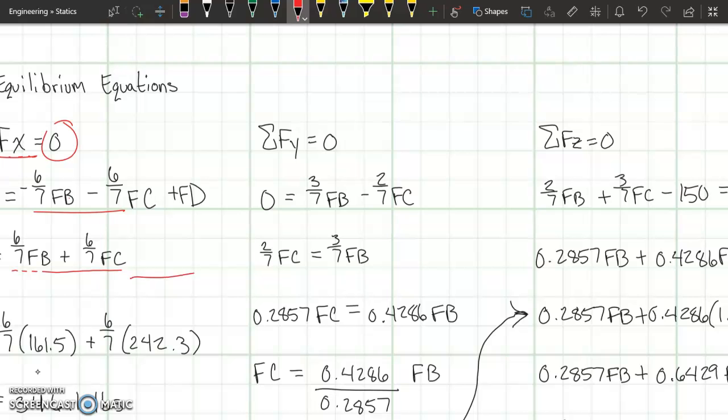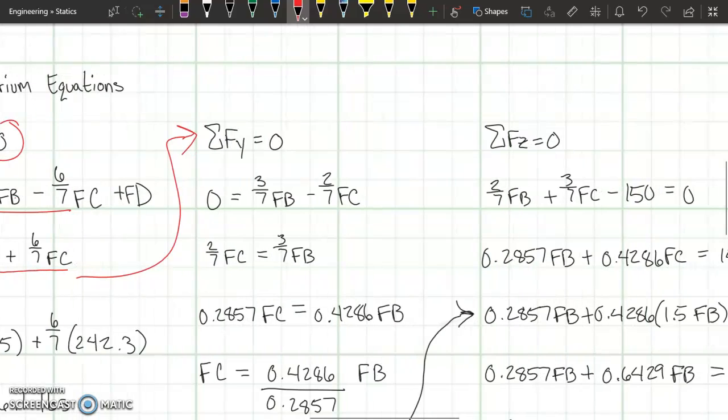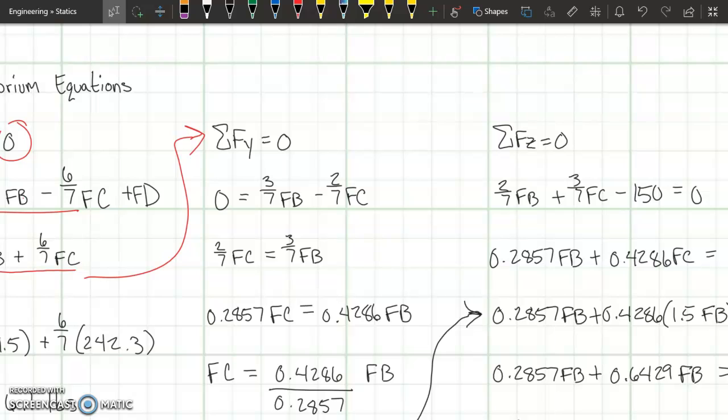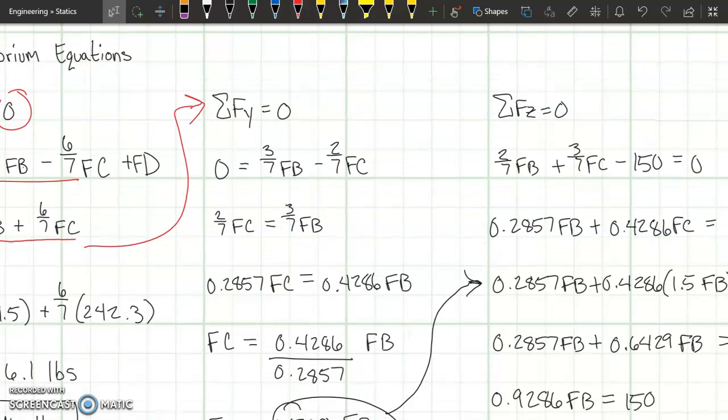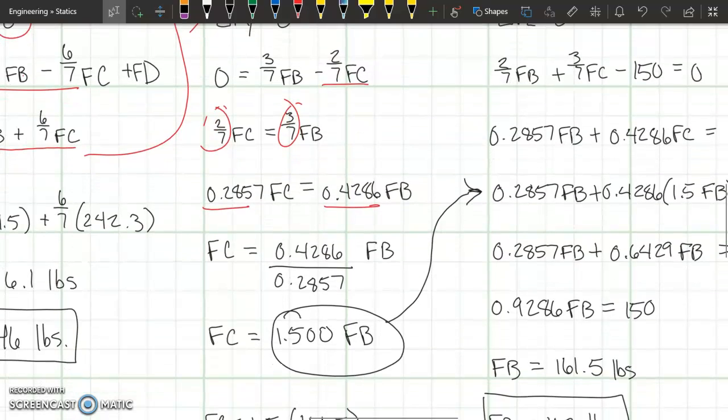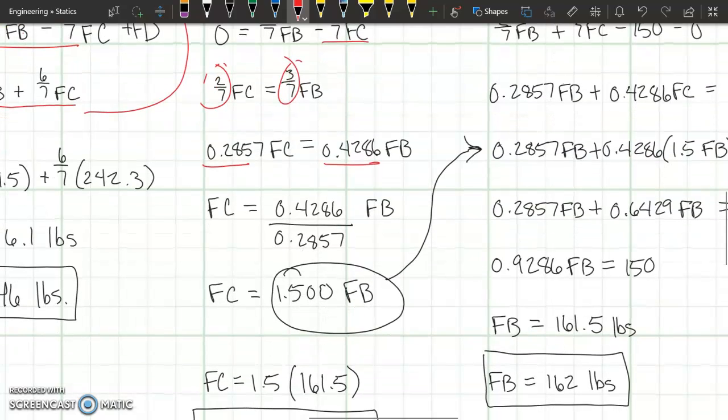Next, I'm going to go ahead and move over to the sum of all forces in the Y direction equal to 0. This gives us 0 is equal to 3/7 FB minus 2/7 FC. Since the 2/7 FC is negative, I moved it to the other side of the equal sign. This gives us 2/7 FC is equal to 3/7 FB. I went ahead and did some calculations on these fractions to get some decimal values. Then I subtracted the decimal value with the FC from both sides of the equal sign. This gives me FC is equal to 1.5 FB.